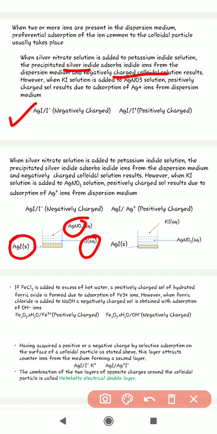However, when potassium iodide aqueous solution is added to silver nitrate aqueous solution, a positively charged sol results, due to adsorption of Ag+ ions from the dispersion medium. So the overall reaction: AgI and I minus gives a negatively charged sol, and AgI and Ag+ gives a positively charged sol.